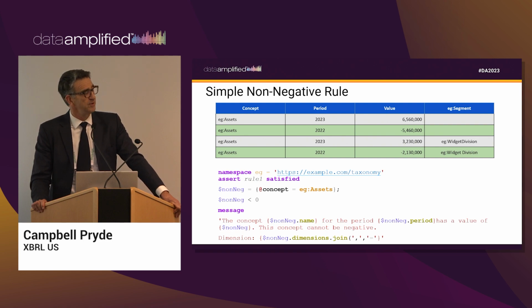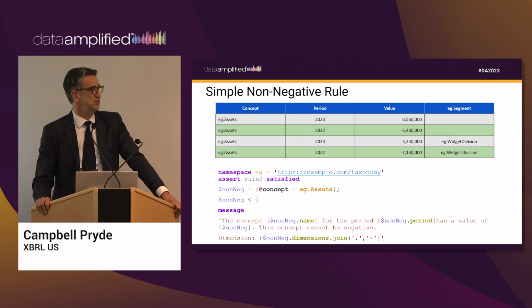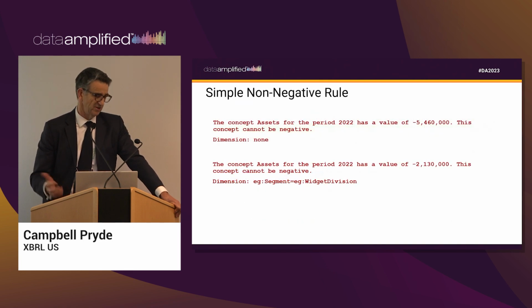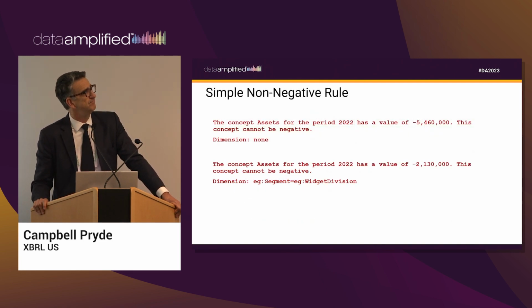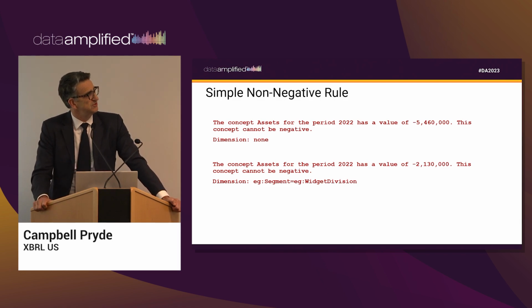So you can pull a property from the fact. In this case, we're taking the concept name. Take the period, you can take basically any attribute that the fact has, and then you can output those in a message. So this is going to produce 2 messages. It just places the variables and then gives you the output.